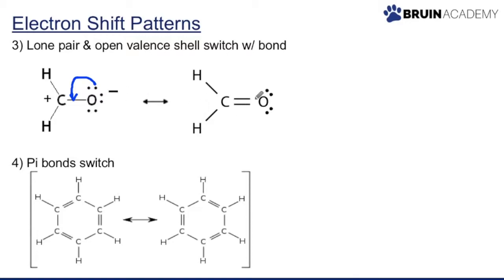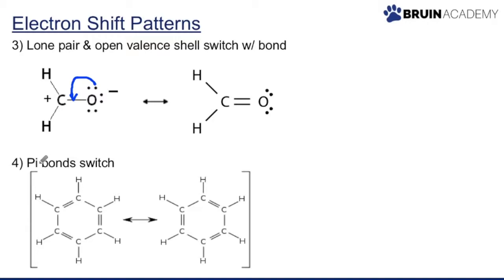So this shows how the electrons can move, they form a pi bond, and now there's no longer an open valence shell. Or in some cases, if you have a nitrogen or something, you might still have a plus formal charge that remains. And the most important thing to keep in mind here is that there are pi bonds forming as a result of lone pair electrons moving over.